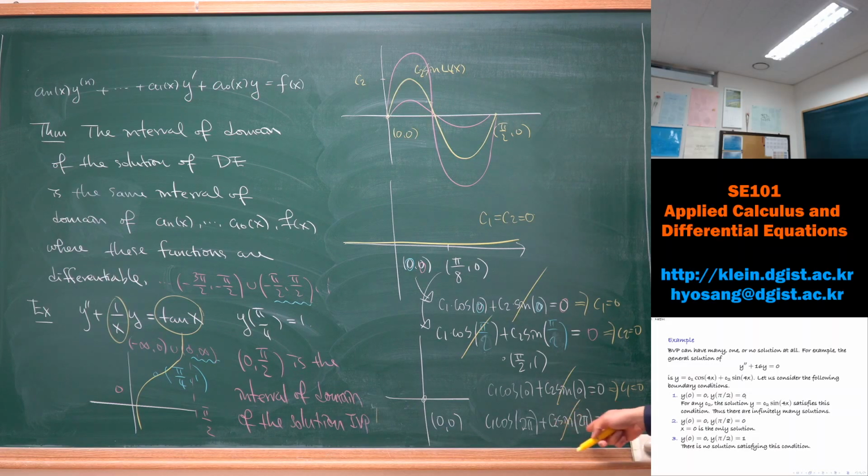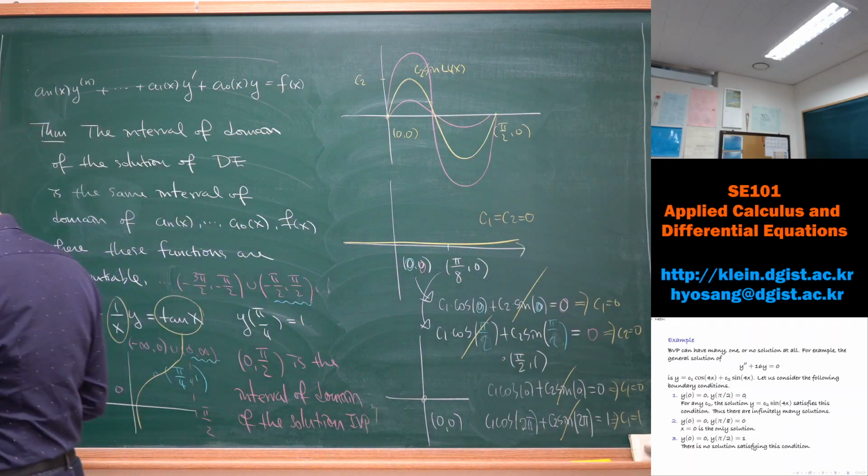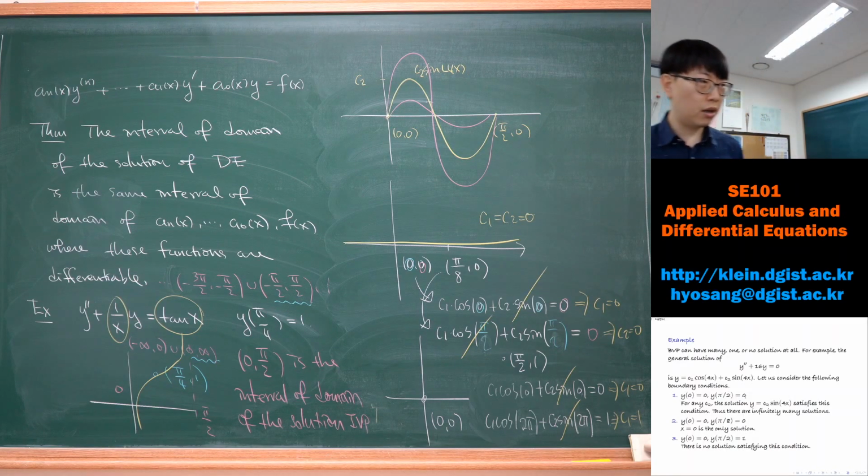So second one also, this part is 0, so it tells you that C1 is 1. So it's sort of contradicting two equations. So there's no solution satisfying these conditions. So in the boundary value problems, you have to be careful setting up the differential equation. If there's no solution, your model is wrong.